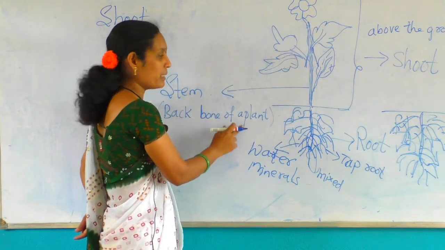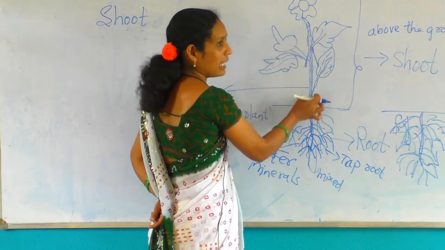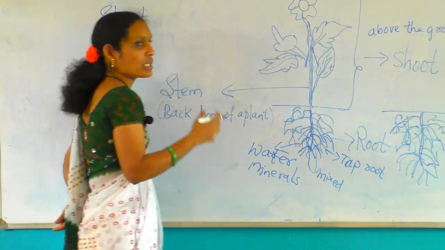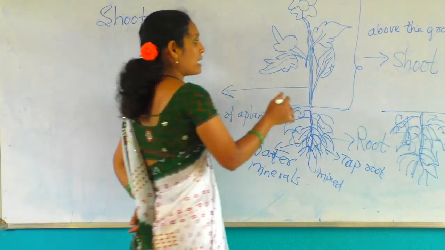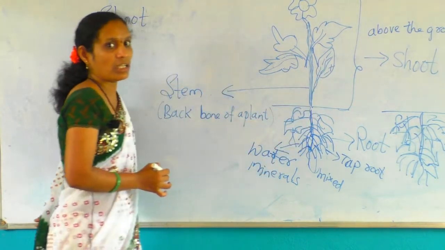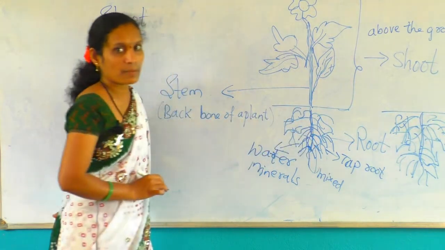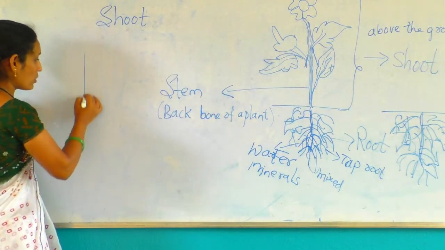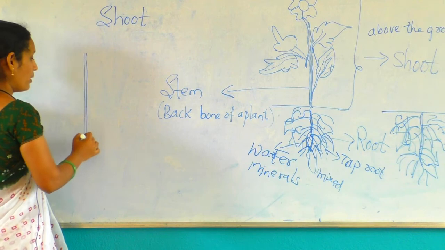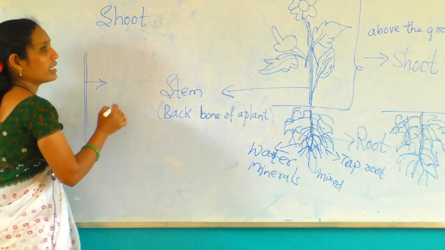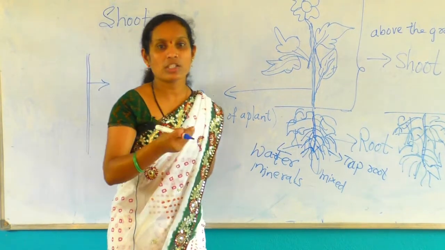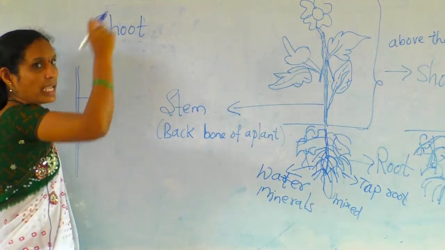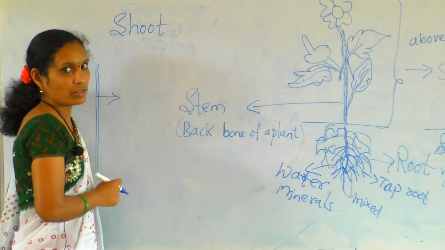The stem is the backbone of the plant, meaning this pipe is the backbone of the plant. Understood? So many parts are there: leaves, bud, flower, fruits, seeds. For all the parts of the plant, the stem will supply the energy from the roots. Okay, and why does the stem grow in an upward direction? Because it wants to reach the sunlight, to take the sunlight to prepare its food, for the plant to survive.